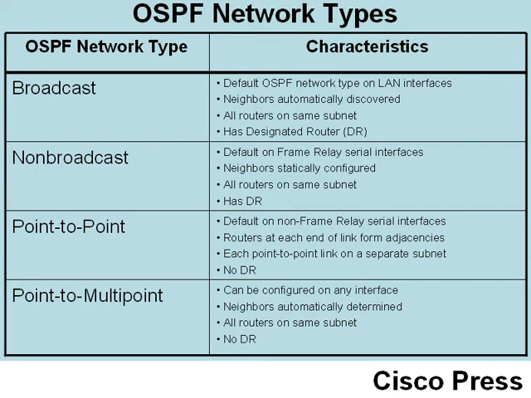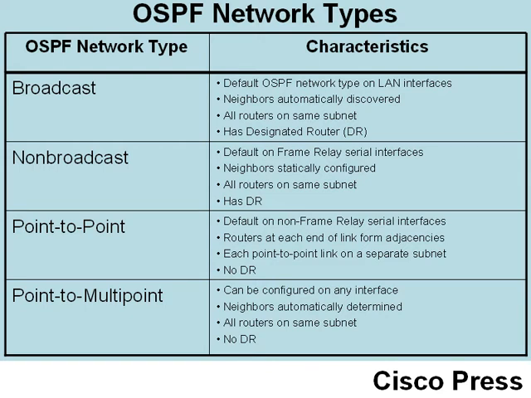And a broadcast OSPF network type is the default network type on a LAN interface, such as an Ethernet or fast Ethernet interface. And since it is a broadcast type, the neighbors are going to be automatically discovered. We don't have to statically configure our OSPF neighbors. Similar to a broadcast OSPF network type, we have a non-broadcast type. That's the default OSPF network type on a frame relay serial interface. Here, because this is a non-broadcast environment, we might have to statically configure our neighbor.